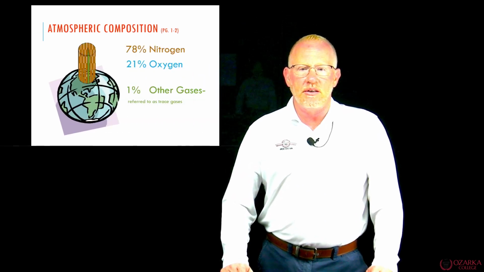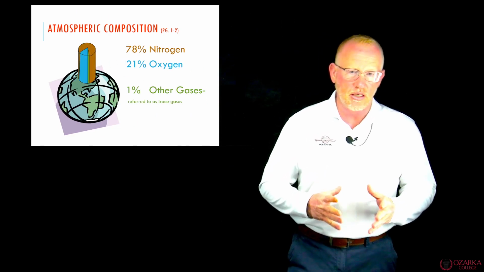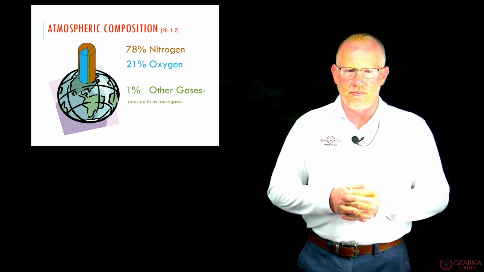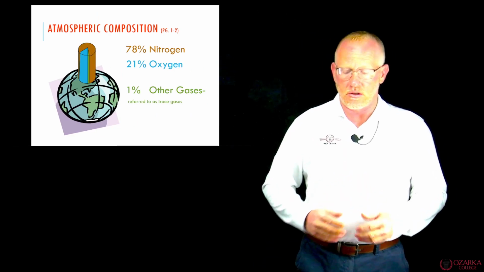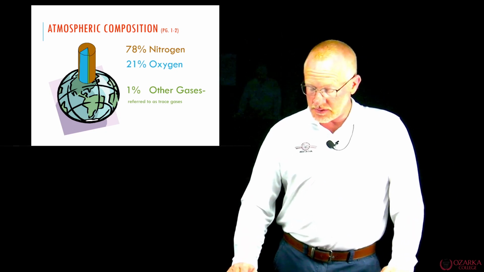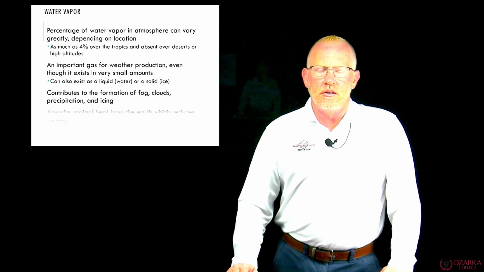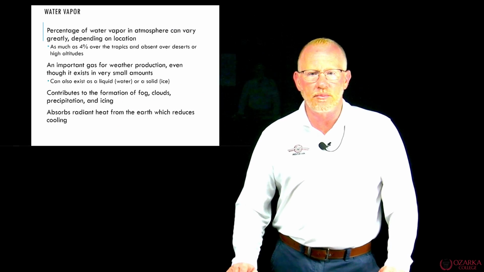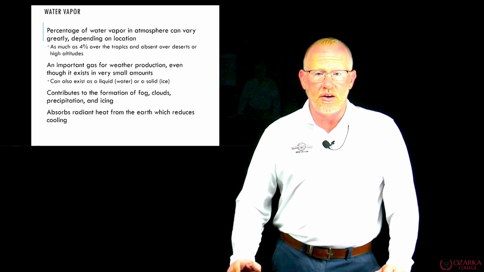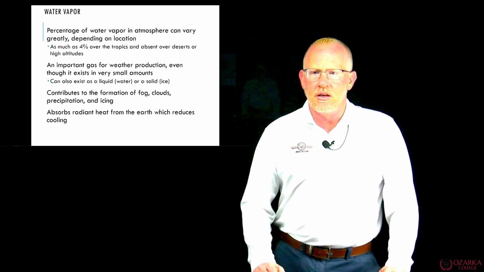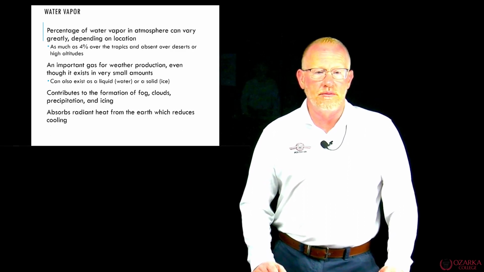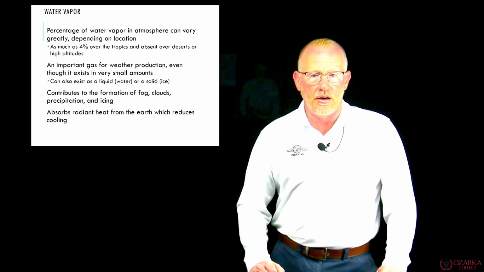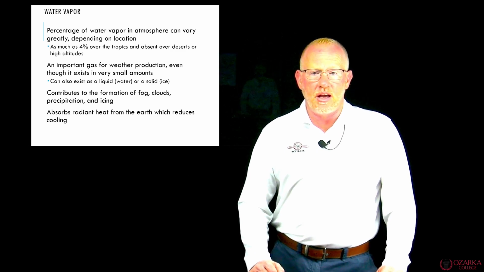So our atmosphere is composed of 3 main ingredients. 78% is nitrogen, 21% is oxygen, and there's 1% other gases. They're also known as trace gases. So let's talk about water vapor. The percentage of water vapor in the atmosphere can vary greatly depending on your location. As much as 4% of the atmosphere will be water vapor over tropical areas, and less over the deserts and high altitudes.